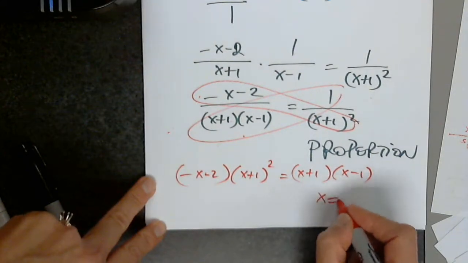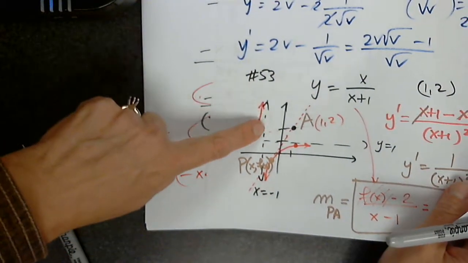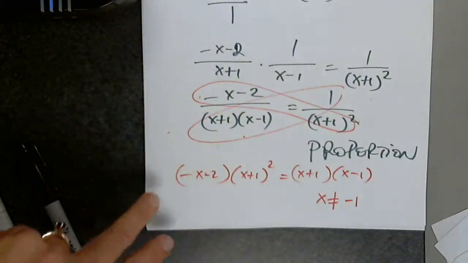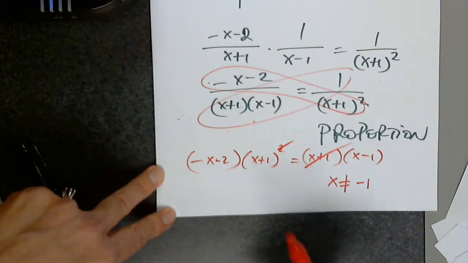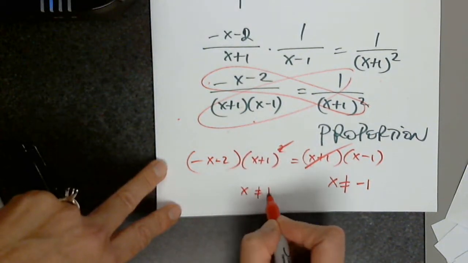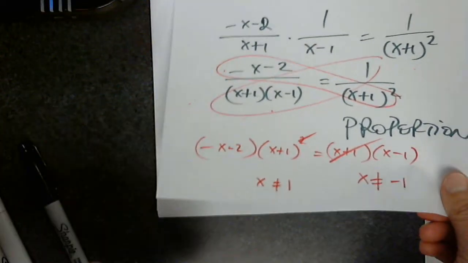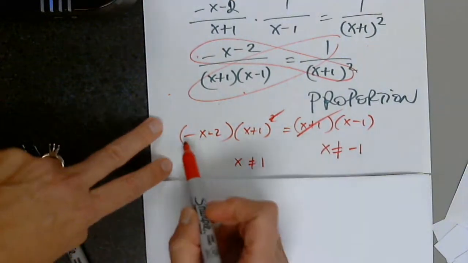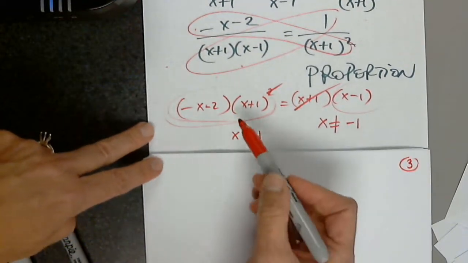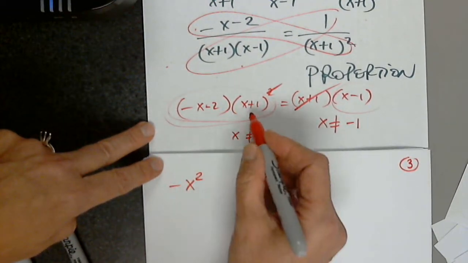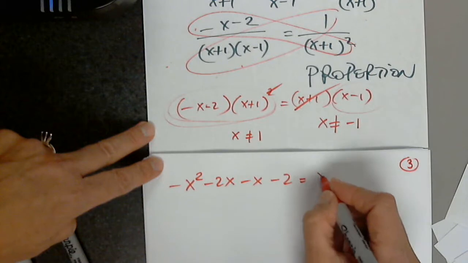Of course, I know that x cannot be negative 1. No question there. x cannot be negative 1. Therefore, I can divide both sides by x plus 1. And of course, I also know that x cannot be 1. Both conditions have to be fulfilled. Okay, so now let's see what is left. I have this product equal to x minus 1. So I will distribute x to negative x, x to negative 2, 1 to negative x, and 1 to negative 2, and that equals x minus 1.